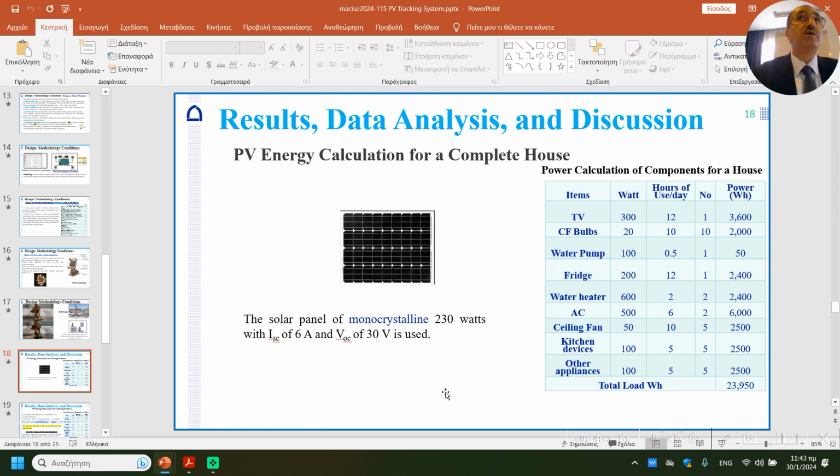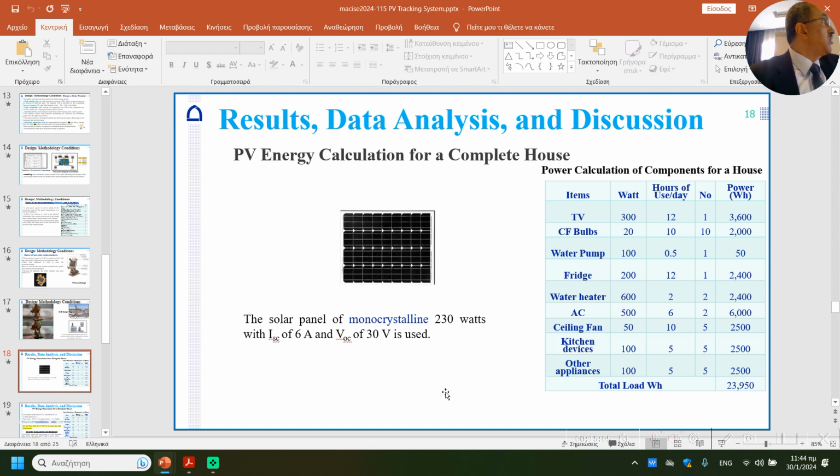Here is the solar panel that we use, and the properties and parameters of the solar panel. Also, we made a calculation for a small house, for example, just to have an idea about what the result is for a small house, assuming that there is some equipment in the house, and how much power we need for the house.